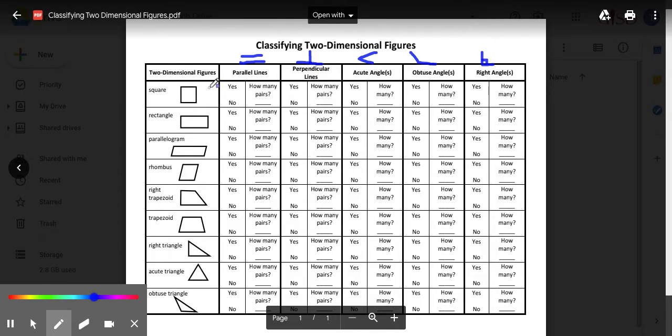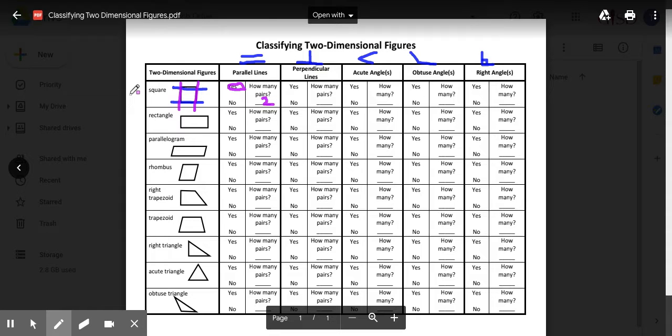So the first shape we're going to look at is a square. The first thing it's asking is, does a square have parallel lines? Well, you can see that I have two lines going across from each other that will never touch. So yes, it has parallel lines. And then it's asking you how many pairs. Well, it has those two, and then it has the ones that go straight down. So there's two pairs of parallel sides. So your answer is yes, and there's two pairs.